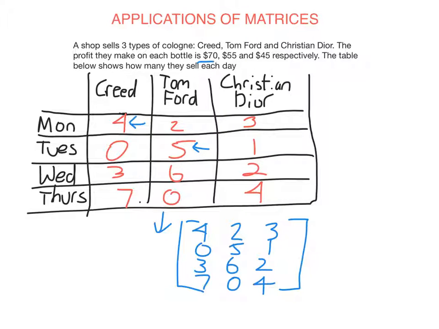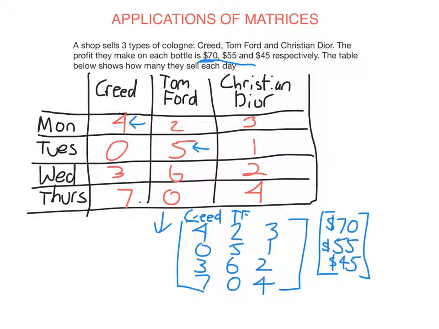Now, what I can do is also set up another matrix, and that tells me the profit of each bottle. Because Creed was our first column here, and we do a cross by down and all that, when I go to do my profit matrix, I want the first entry to be Creed. So I need the $70 here. Tom Ford was my second column here, so I want it to be the second row of my profit matrix, 55, and I want Christian Dior third. So it's important we get things in the right order.